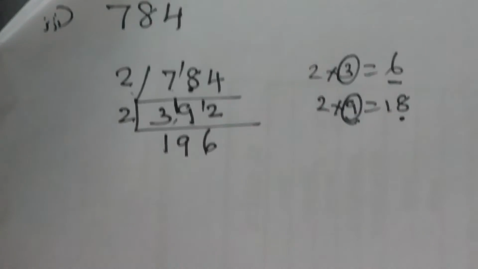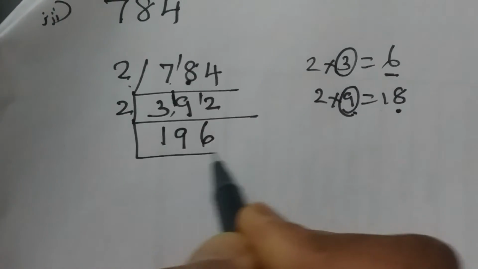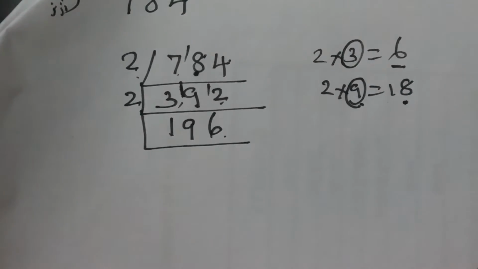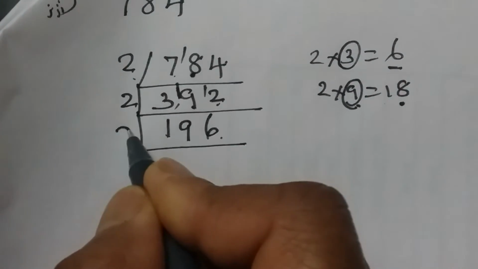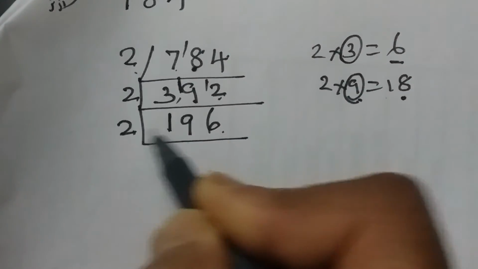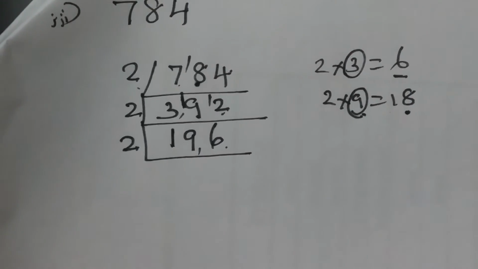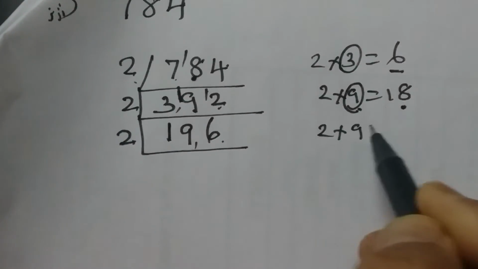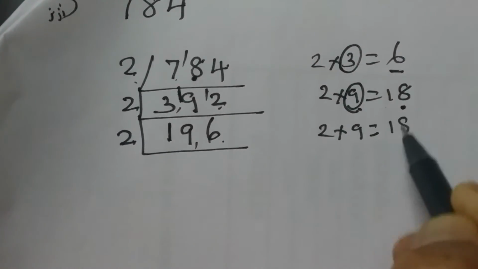What is 196? Again, even number ending with 6. Numbers ending with 0, 2, 4, 6, 8 are even numbers. So once you get an even number, divide by 2. 1 is less than 2, we cannot divide. So take 19. Till 19 comes, 2 tables. If you are thorough with the tables, just like that you can do this sum. So 2 9's are 18.